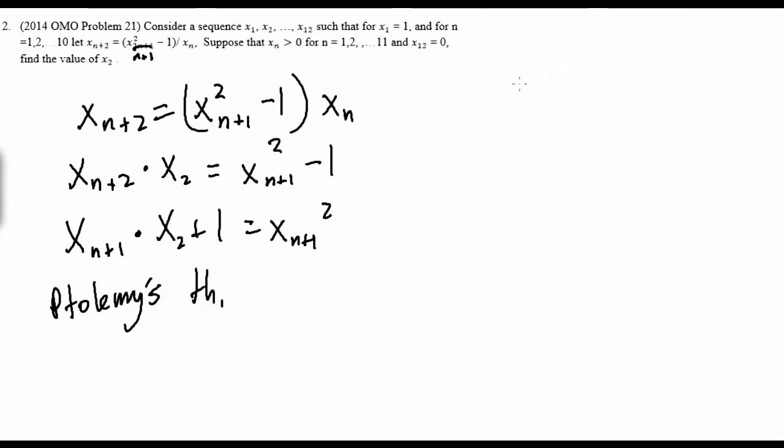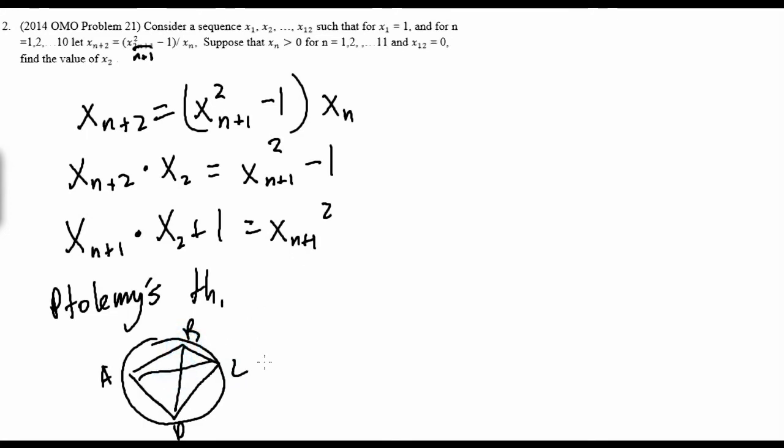And Ptolemy's theorem basically says that if you have a circle with a cyclic quadrilateral ABCD inside, then AB times CD plus BC times AD equals AC times BD. Basically, what this says is that the sum of the products of opposite sides, AB times CD plus BC times AD, is equal to the product of the diagonals. And, well, let's try to see how this equation relates to this.